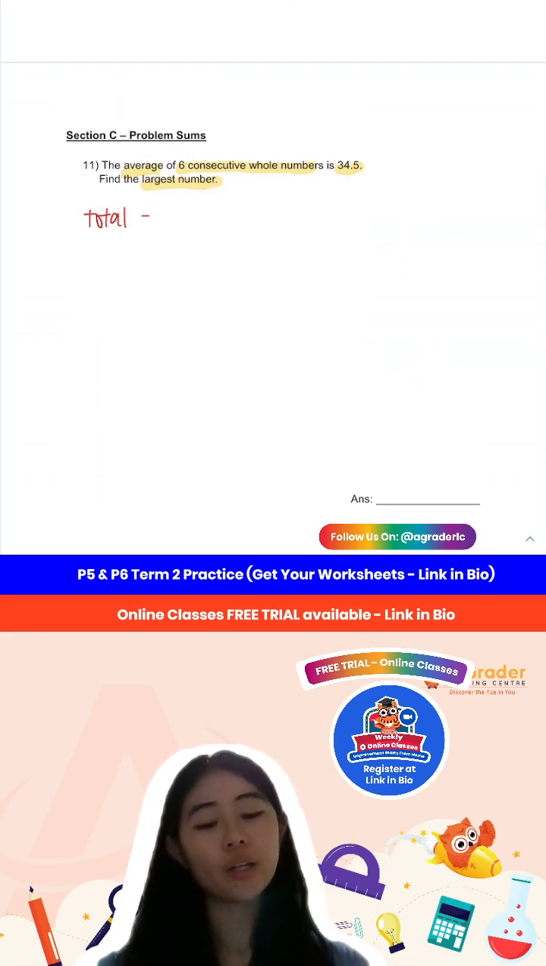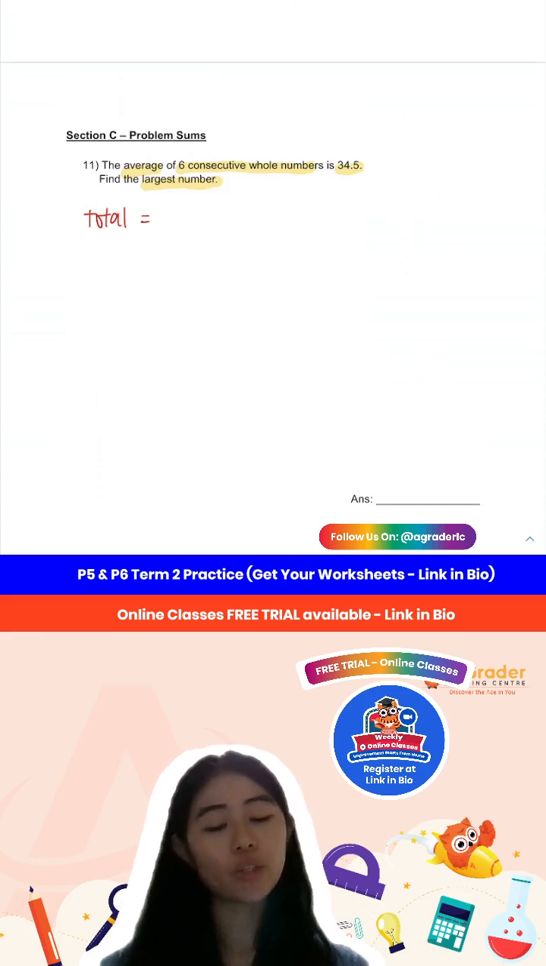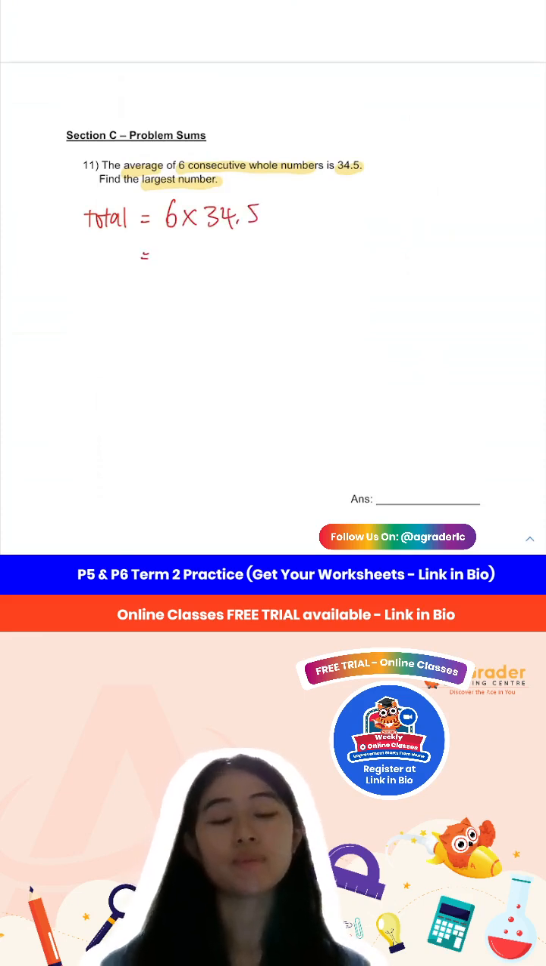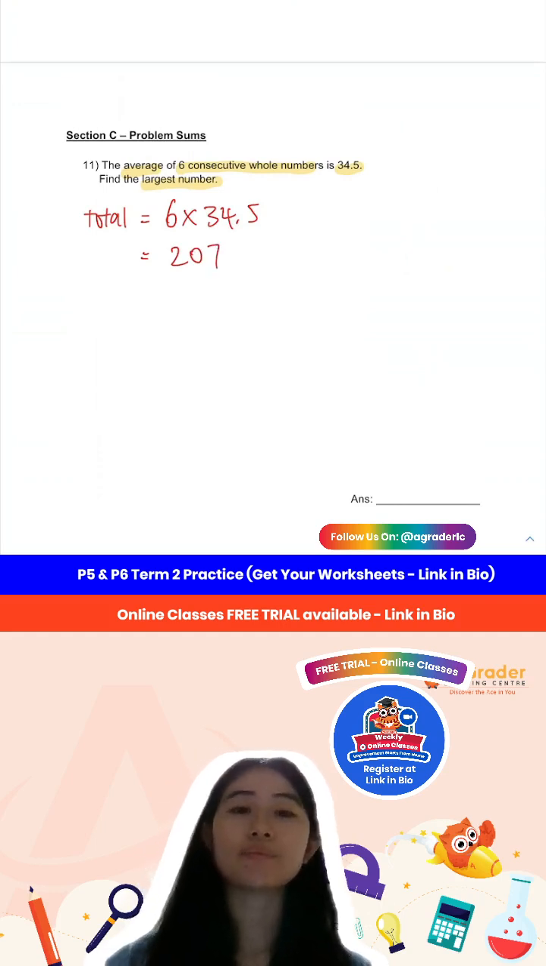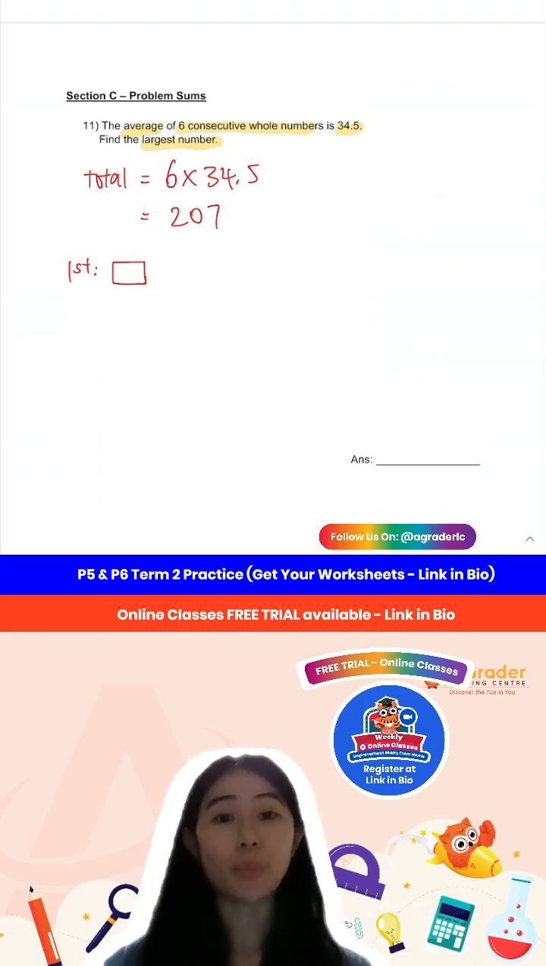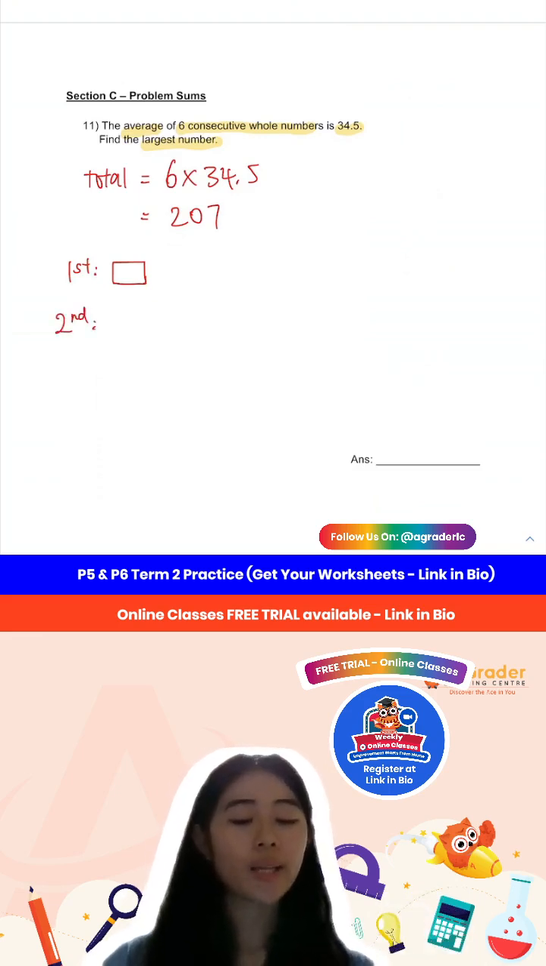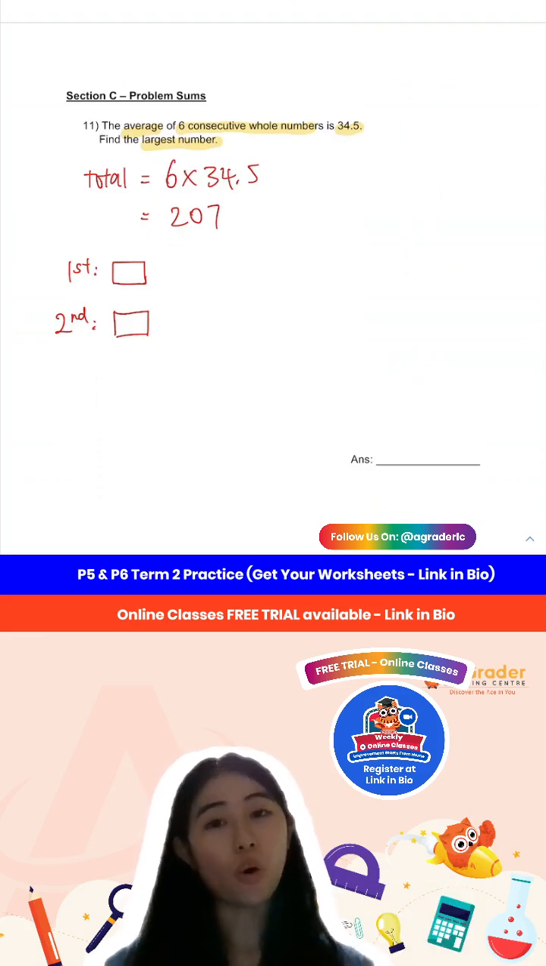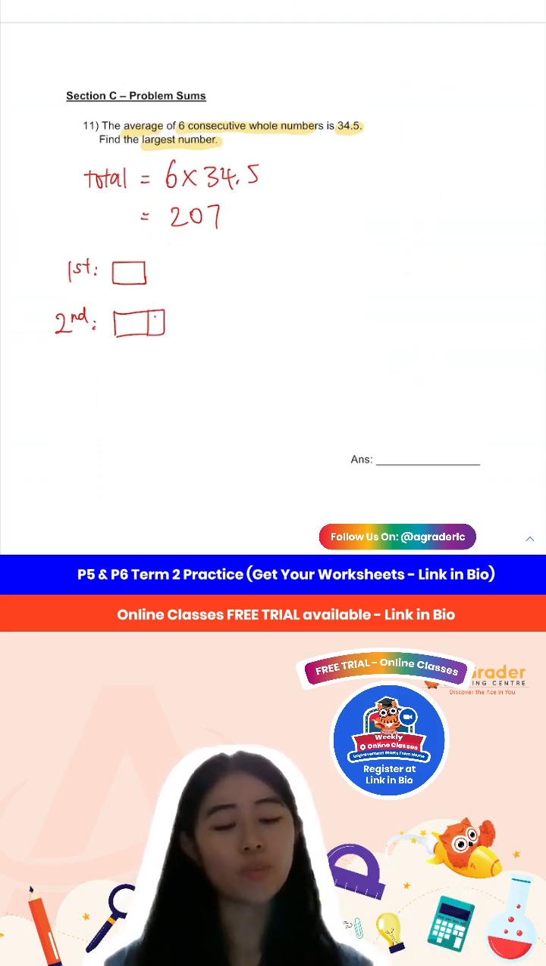Jerry, yes, that's correct. So the total of these 6 numbers, you just need to use 6 times 34.5. So the total is 207. Now after that, I'm going to illustrate using a model. Your first number will actually be your smallest number, so you can just represent it using a box. Now your second number is a consecutive number, so that means your second number is one more than the first number. So you can just plus one like that.